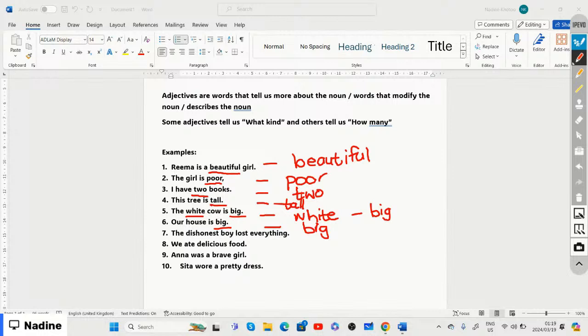Then we have another one that says the dishonest boy lost everything. How are we going to describe that boy? Are we going to describe him in what kind of boy? Or are we going to describe him and say how many boys? So the dishonest boy lost everything.